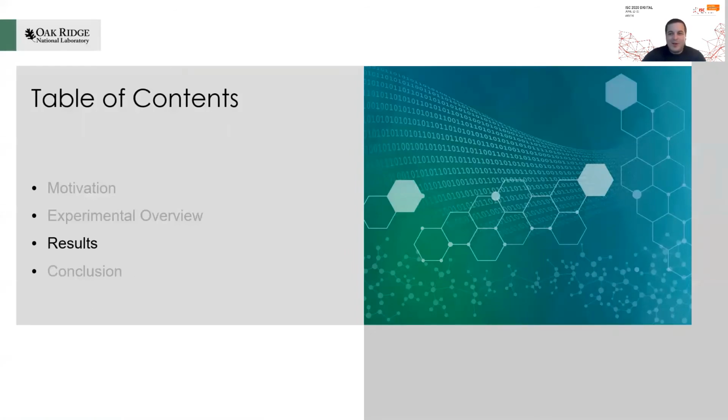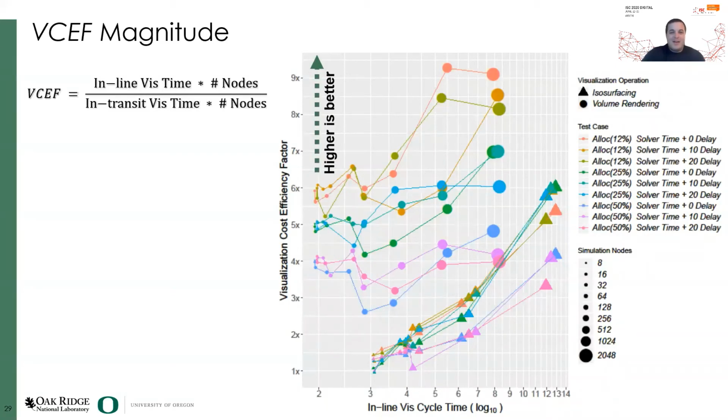All right, so next I'd like to jump into some results. So the first most interesting result is our VCEF magnitude chart. And so if you remember, VCEF is the measure of how much more efficiently in-transit runs versus inline. And for your reference, the VCEF equation that we have is here on the left-hand side of this slide. And so I'd like to take a second now to explain this graph. It's a little bit complicated, but in general, the x-axis is our inline visualization cycle time. The y-axis is our visualization cost efficiency factor. And on the y-axis, higher values are better, which means that it's more efficient.